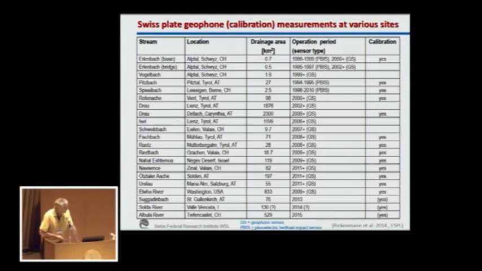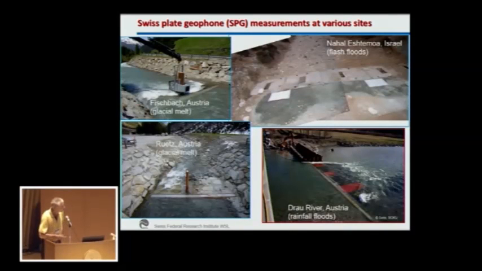Actually, during the last 1 or 2 decades, this system has been employed in quite a number of streams with different characteristics, primarily in Central Europe. There is also one application at the Elva River in the United States and one at the Nahal Eshtemoa in Israel. At most of these sites, there is at least a possibility for calibration, and at many of them some calibration efforts have already been made.